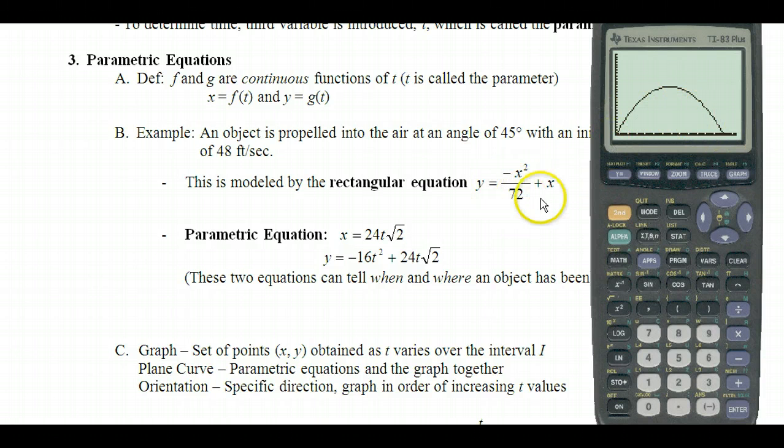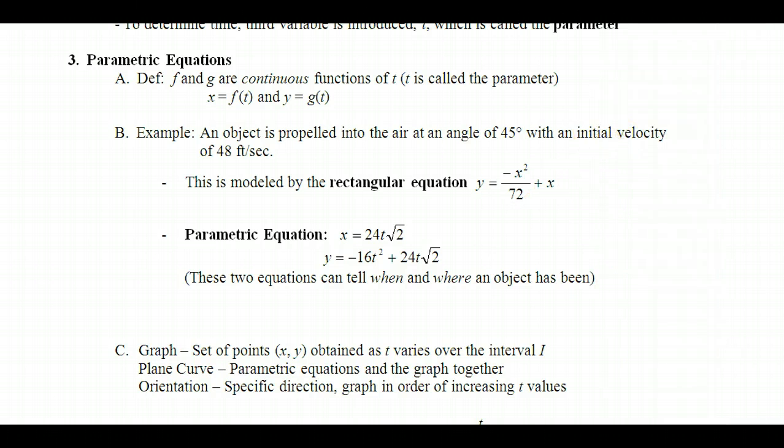This, remember, is our rectangular equation. And so really it can just tell us this is where an object has been. It has followed that path. So I'm just going to sketch this and put it over here. We know that we can put our x-intercept at 72. And we have the general shape. Well, with a parametric equation, remember, that can tell us where an object has been and when it was at that point.